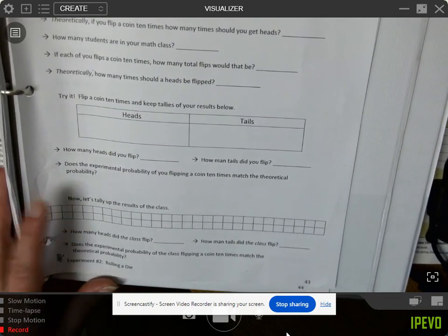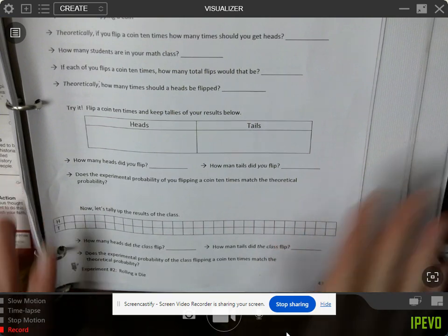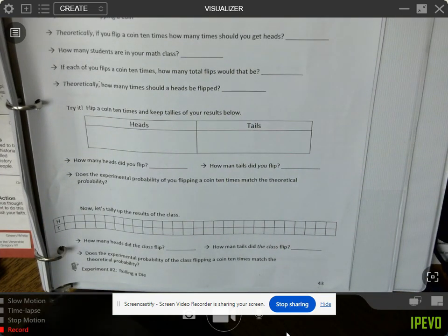Help me fill in what we had yesterday with our numbers. So we should get heads 5 times out of 10 flips. And we had 18 students present yesterday, so we're doing our count out of 18. You flip a coin 10 times, how many total flips would that be? It was 180. So we should have flipped heads 90 times.